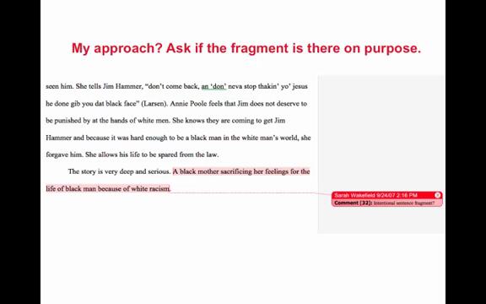A black mother sacrificing her feelings for the life of a black man because of white racism. But what I always want to know is whether or not the sentence fragment is intentional. I could offer advice about if it is a fragment and you didn't mean to do it this way, here's how to correct it. I could offer further feedback about how intentional sentence fragments should be used sparingly for dramatic emphasis. But at least at the college level, I try not to say, fragment, fix this, get rid of it.